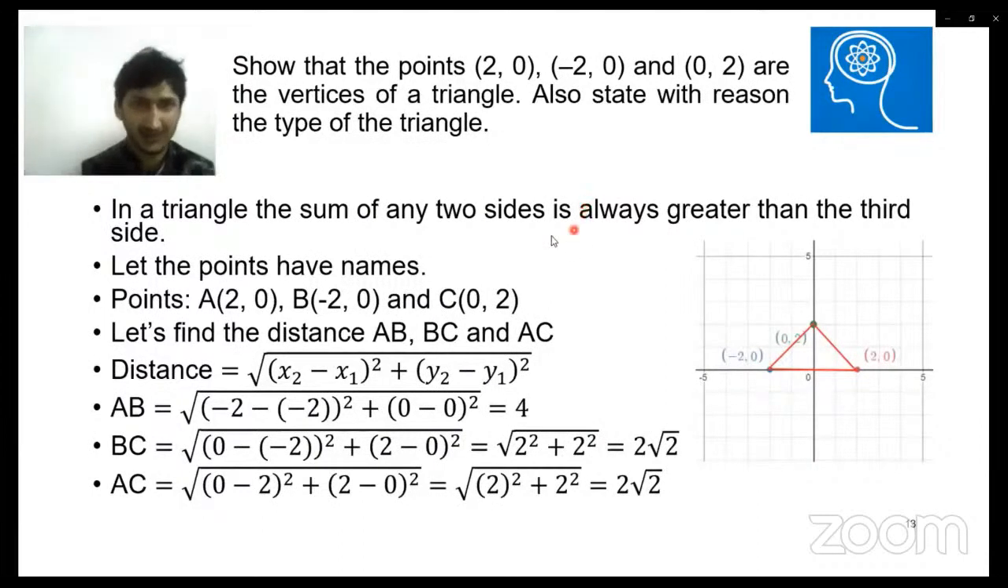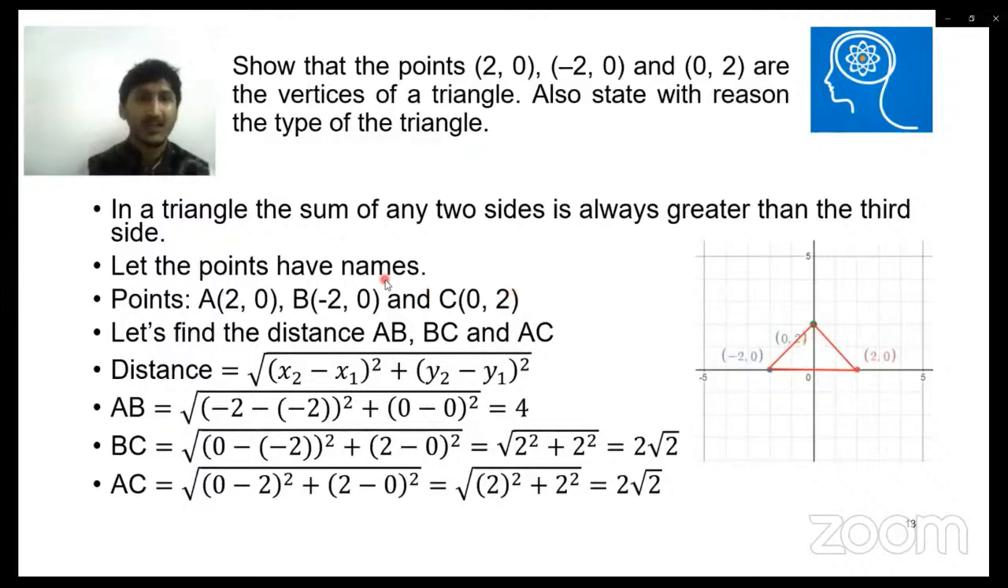Let us take another question. Show that the points (2, 0), (-2, 0) and (0, 2) are the vertices of a triangle. Also state with reason the type of the triangle. So इथे आपल्याला 3 पॉइंट्स दिलेले आहेत, that is (2, 0), (-2, 0) and (0, 2). Now what we have to tell is की हे तिन्ही पण व्हर्टायसेस आहे एका ट्रायंगलचे, आणि याच्या बरोबर आपल्याला हे पण सांगायचं आहे की हा कुठल्या प्रकारचा ट्रायंगल आहे.